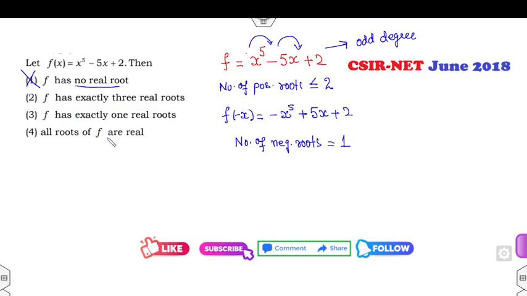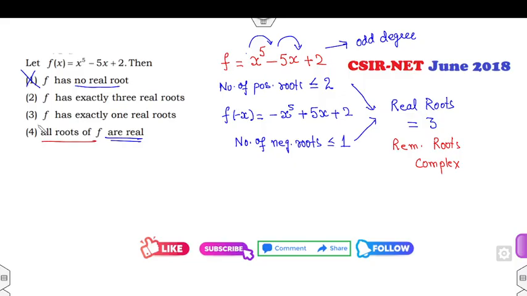Fine. All the roots are real? That's wrong, because the maximum number of real roots from this and this is 3. So it means the remaining two roots are complex numbers, and complex numbers always occur in pairs. So all the roots are real is a wrong answer. Exactly one real root is also wrong because the number of positive roots is 2. So exactly 3 real roots is the right answer of this problem.